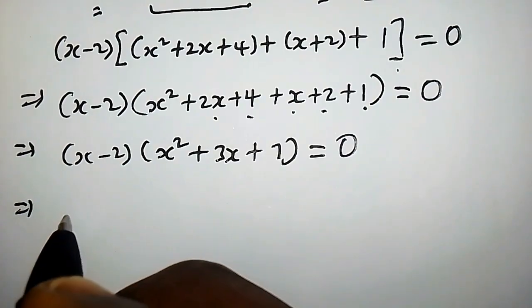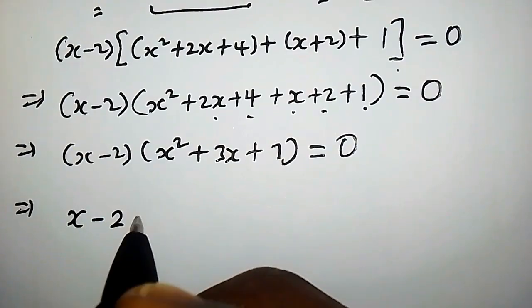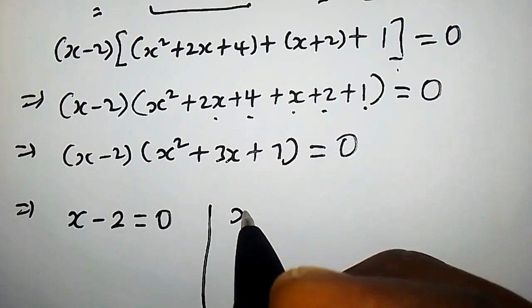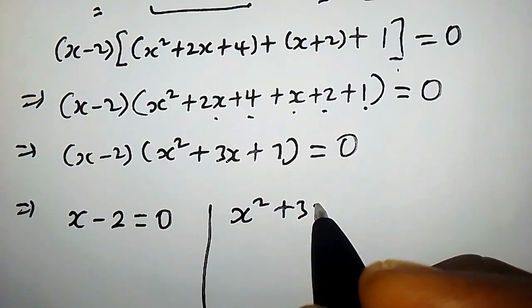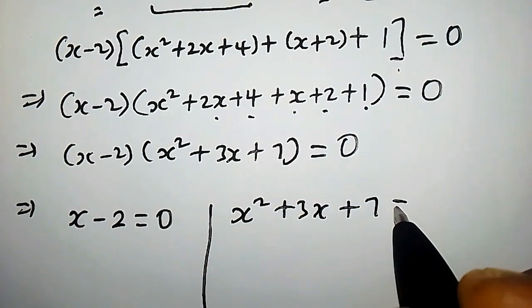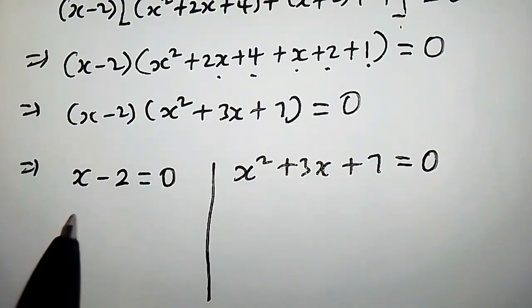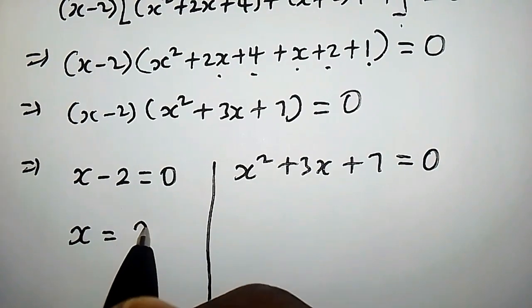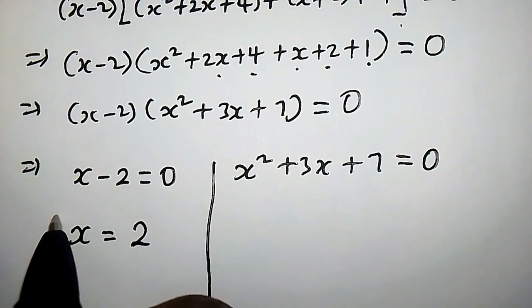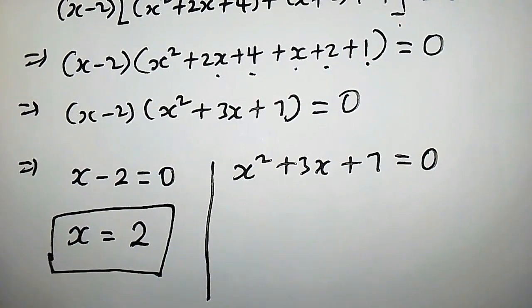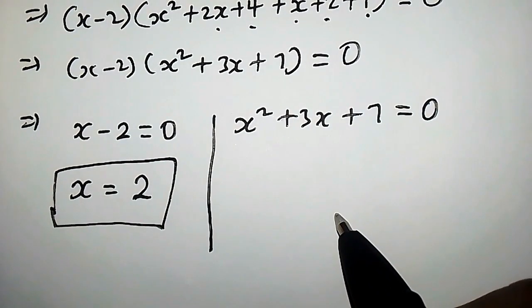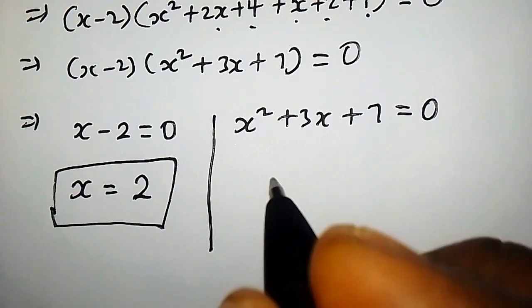This implies that x minus 2 is equal to 0, or x squared plus 3x plus 7 is equal to 0. From this line, it is obvious x is equal to 2. This is the first solution. Now, let us solve this quadratic equation. We can solve it using the completing the square method.